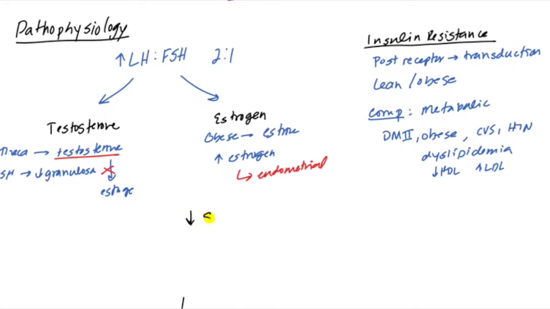Now, both of these combined lead to a decrease in sex hormone binding globulin. So what does this mean? Well, sex hormone binding globulin binds testosterone, and while it's bound to testosterone, it's not active. So you get an increased amount of free testosterone, which just further accentuates the problem with having high testosterone from the LH. Now, this also helps explain why some patients may have a normal testosterone level but show symptoms of hyperandrogenism, such as hirsutism and acne and all of those things.